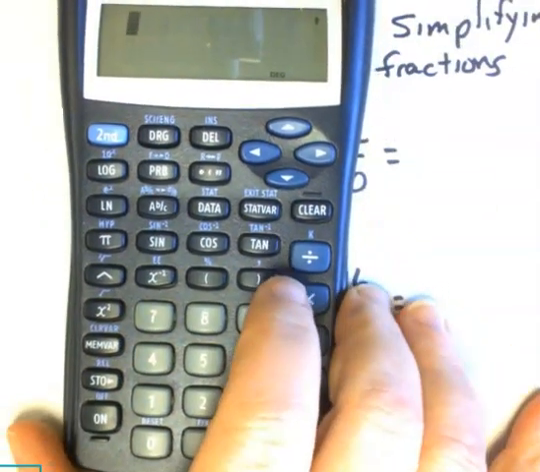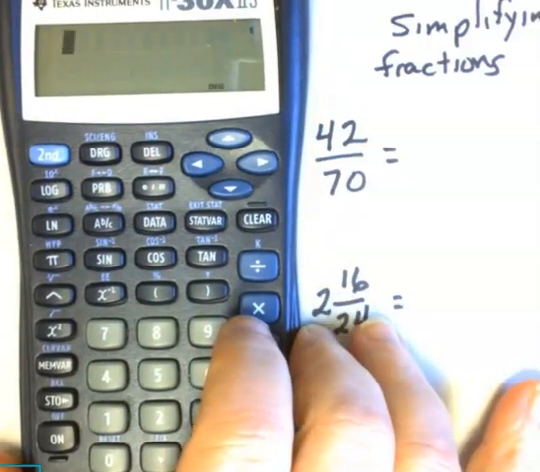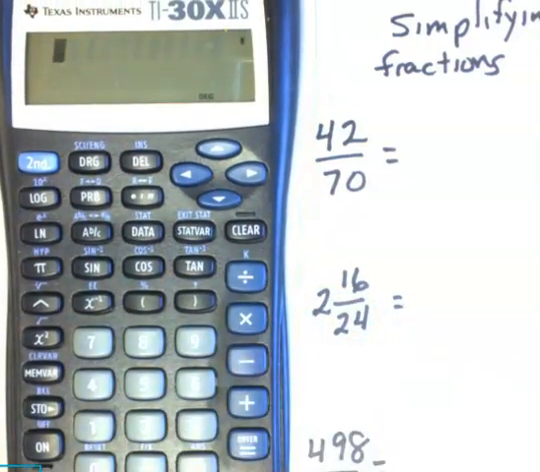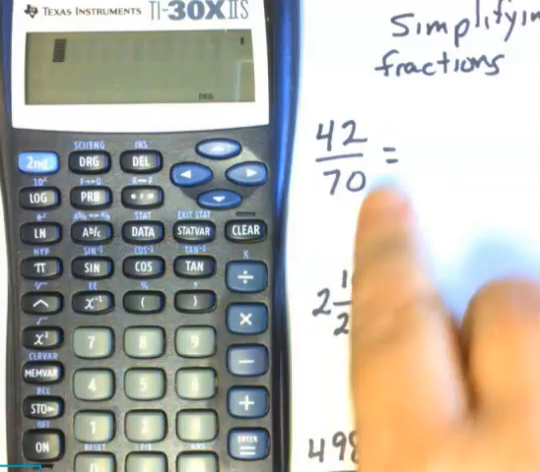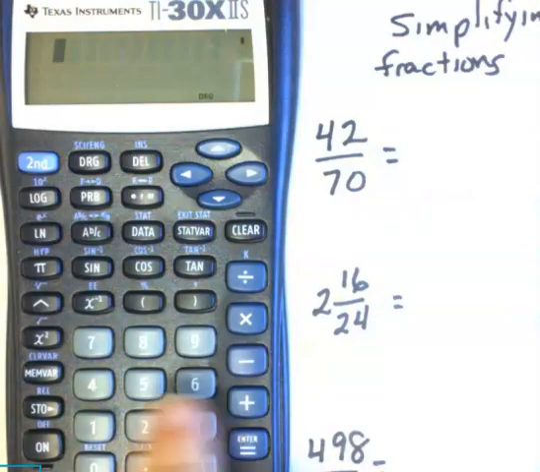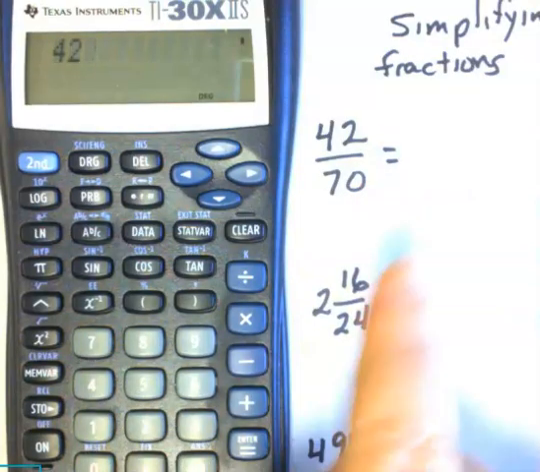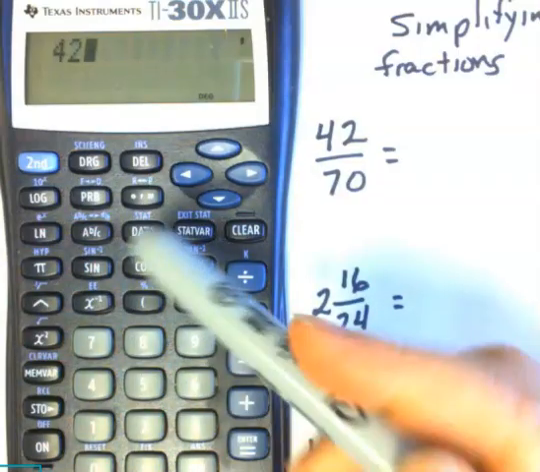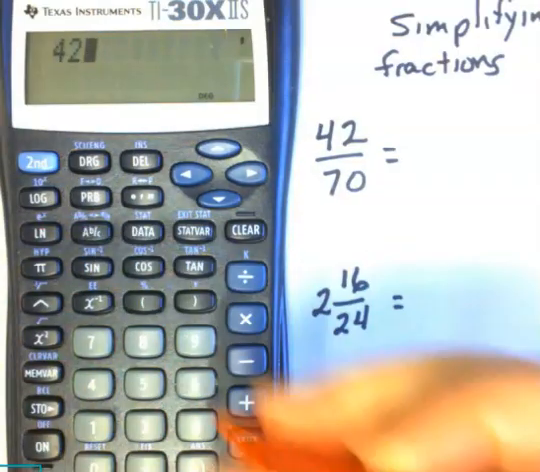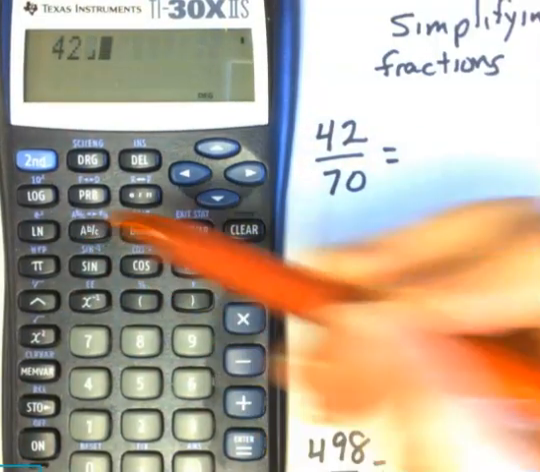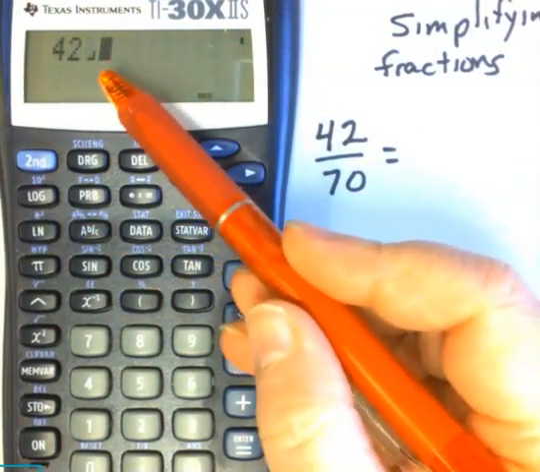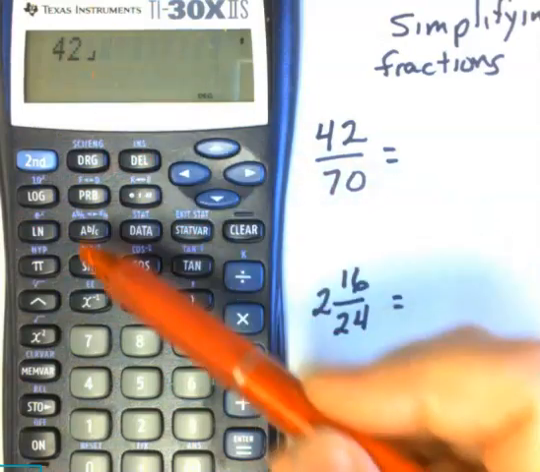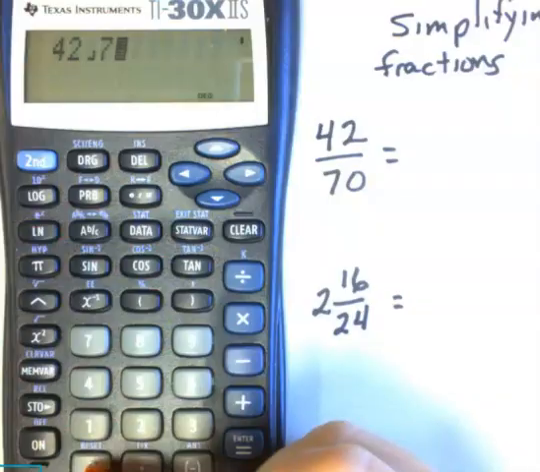So, one of the things that is a little less friendly about this version of the TI-30 is the way that it shows the fractions when you are putting them in. So I'm going to put in the fraction 42 over 70. 42. And now I'm going to use that fraction button, this one here. That's better. This one here. And it's going to give me this little tiny whatever that is, like a comma. And then I'm going to put in 70.